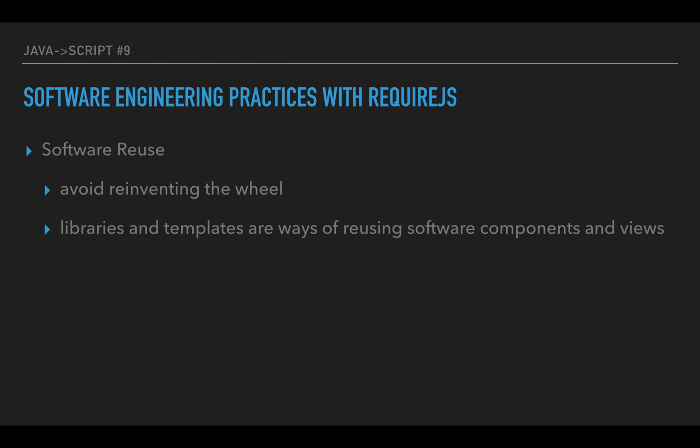The second software engineering practice that we are going to demonstrate with RequireJS is software reuse. The whole point of software reuse is to avoid reinventing the wheel. For example, all those libraries and templates that we reuse from other developers or open source libraries are ways of reusing software components and views such that we don't need to rebuild them.